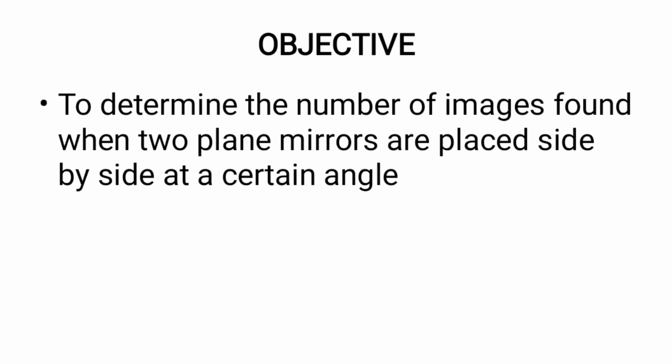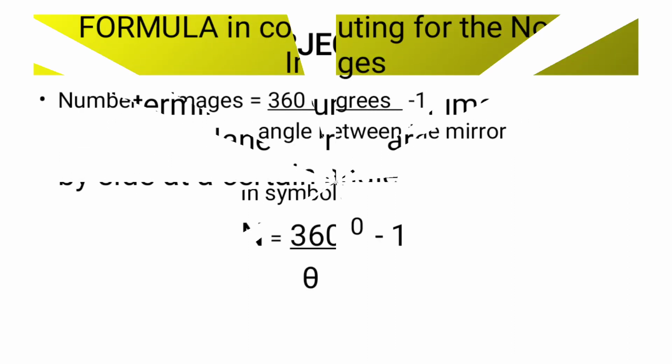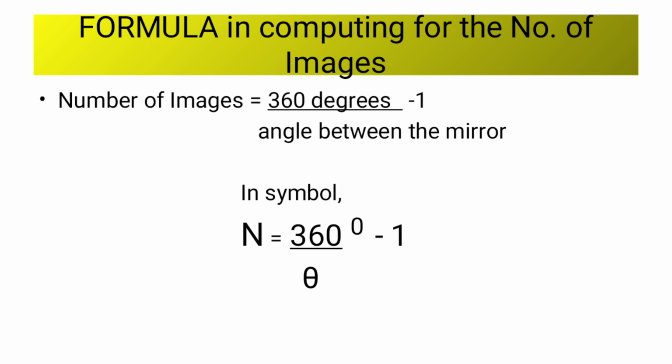So our objective for today is to determine the number of images found when two plane mirrors are placed side by side at a certain angle. We have a formula in computing for the number of images. Number of images equals 360 degrees divided by the angle between the mirrors minus 1. In symbols, we have n equals 360 degrees divided by the angle, represented by theta, minus 1.